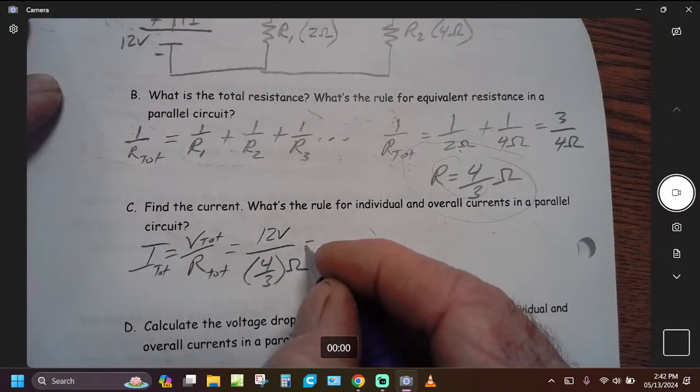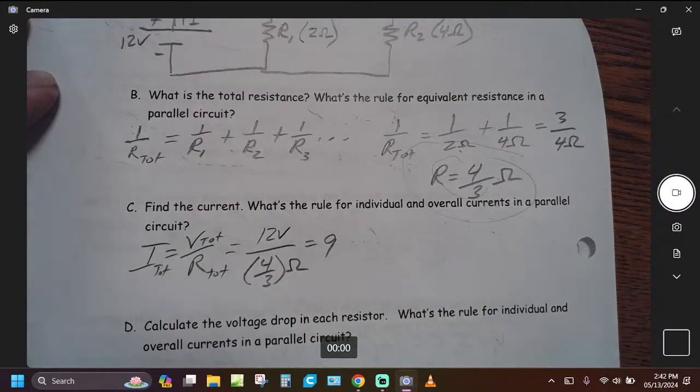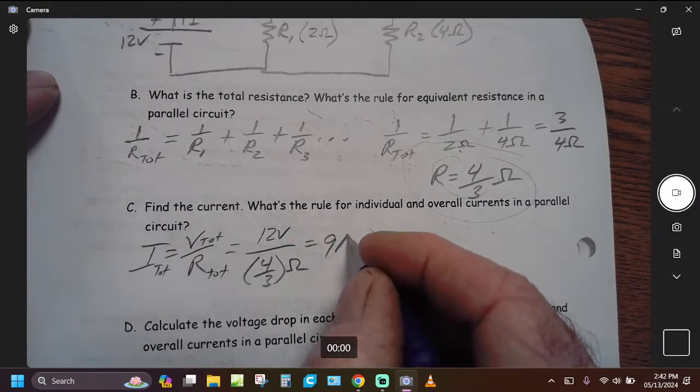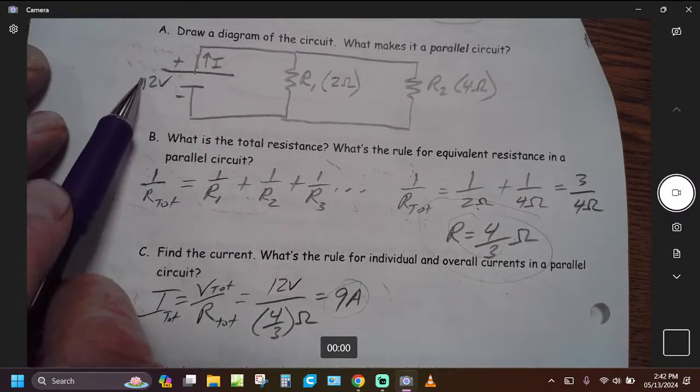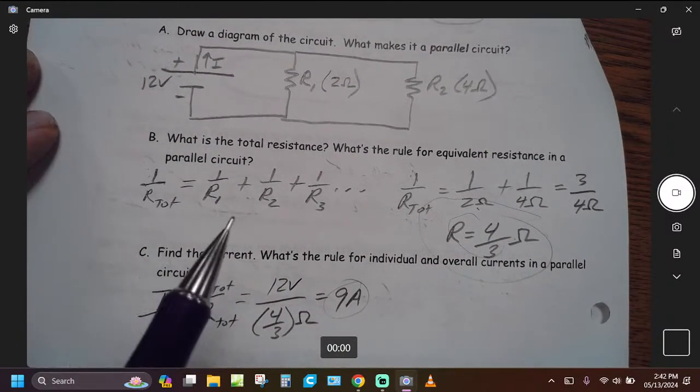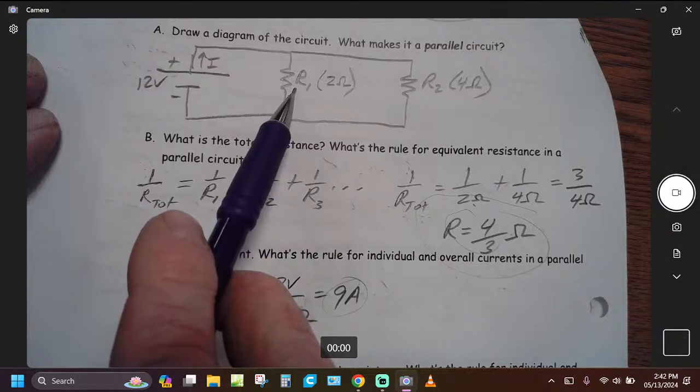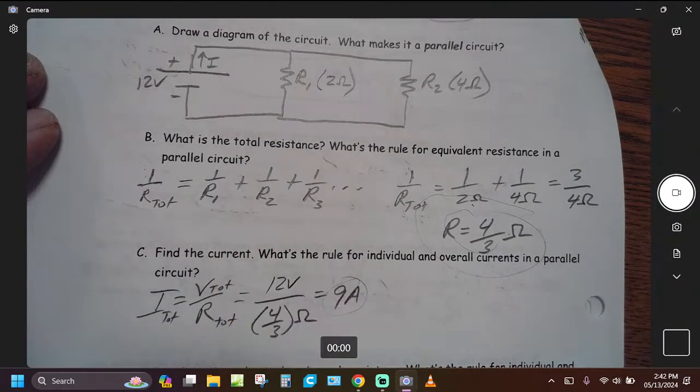9. And what would the units be? Amps. Okay, so we can do that for that one because we know the voltage of this one. But what's the voltage drop across this one? And what's the voltage drop across that one?